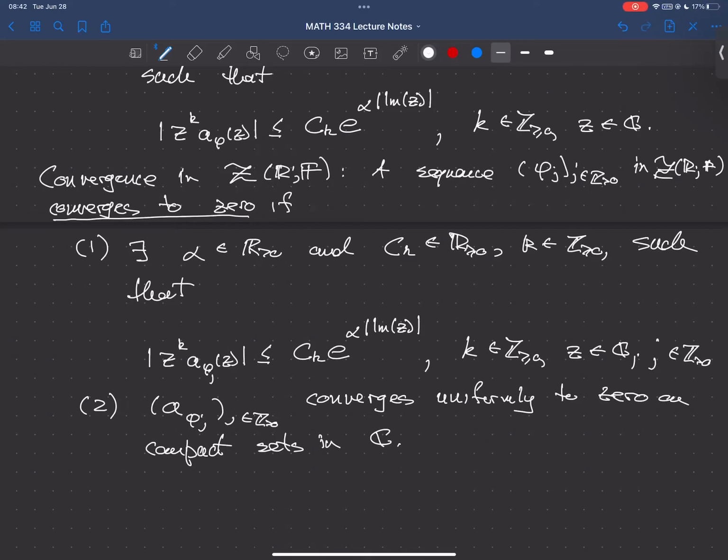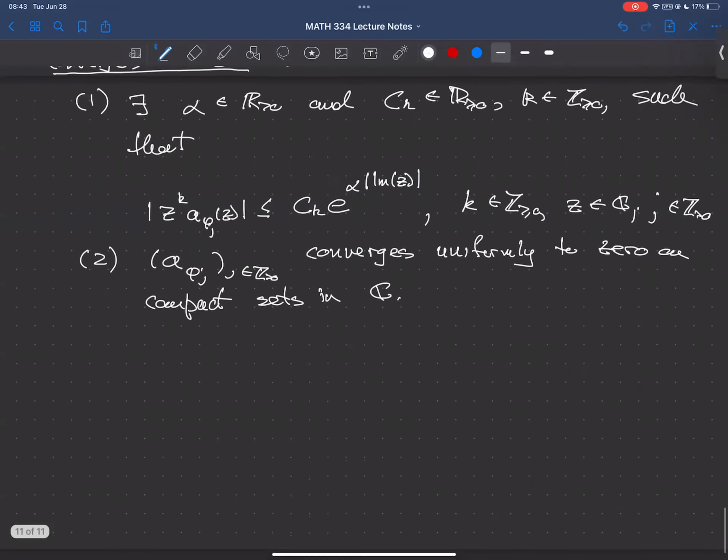And one of the significant properties of analytic functions is that with that notion of convergence, the space of analytic functions is complete. So Cauchy sequences converge. That's a special property of analytic functions.